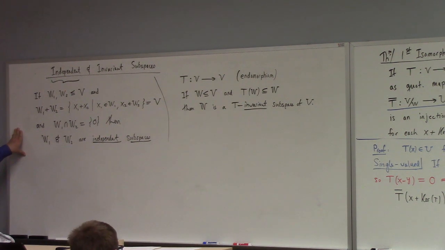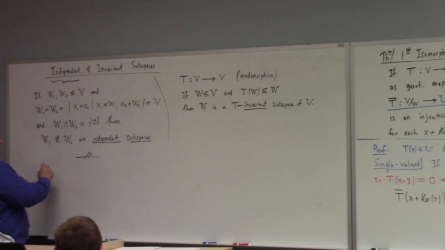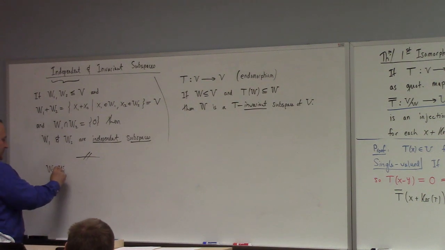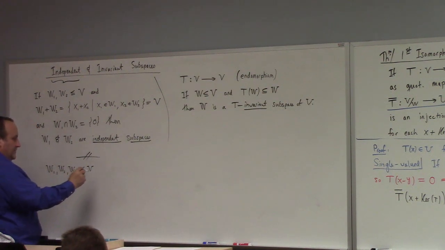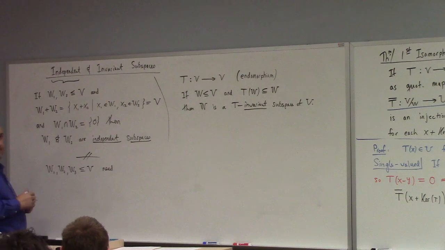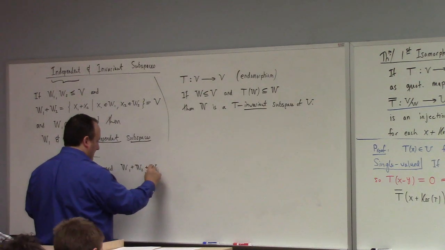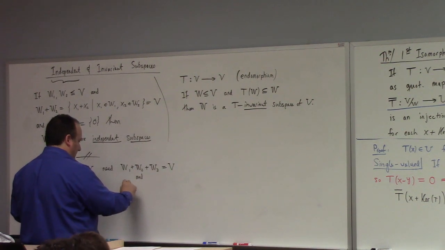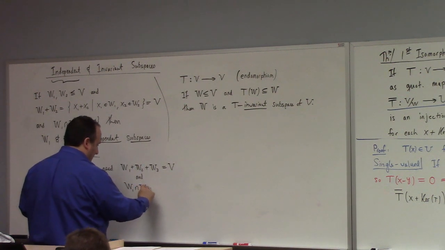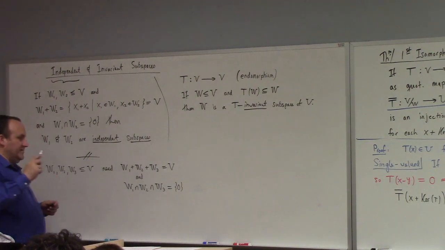So this is how it goes for 2. How do you think the definition of independent subspaces looks for 3? What would it take for 3 subspaces to be independent? What if I have W1, W2, W3 subspaces of V, and I want to define those being independent? We need W1 plus W2 plus W3 equals V, and the intersection of all three of them is 0. That was the answer I was hoping for.